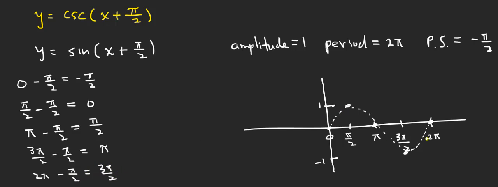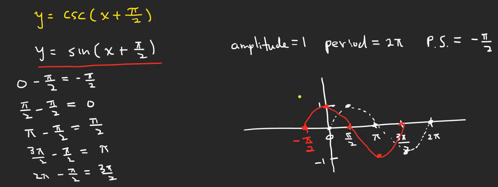So this graph, sine x, will move left pi over 2. So we got negative pi over 2. This point will end up over here. And that point will end up over here. This one over here. This one over here. And that one over here. So now that is going to be y equals sine of quantity x plus pi over 2. Now our goal is to graph y equals cosecant of quantity x plus pi over 2.